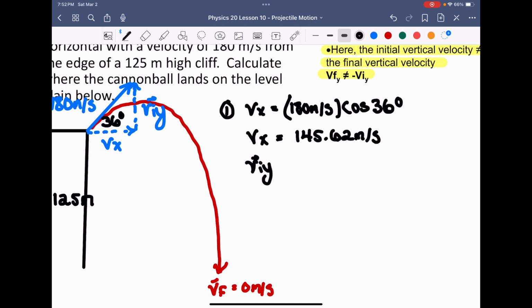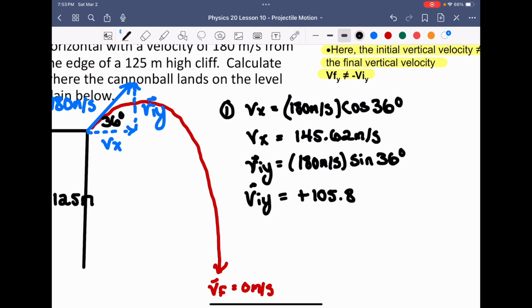All right, now I'm going to do my VIY. My VIY is equal to, now instead of writing 180 meters per second times cos, because we used cos originally, now it's going to be sine 36 because it's the opposite over the hypotenuse. So therefore, VIY is equal to, the magnitude is going to be positive 105.80 meters per second. Excellent. There we go.